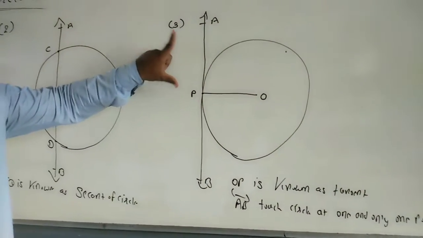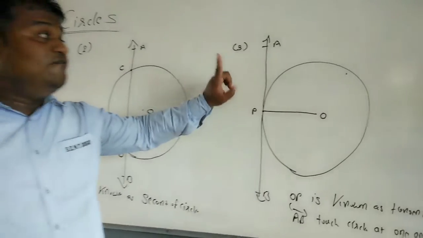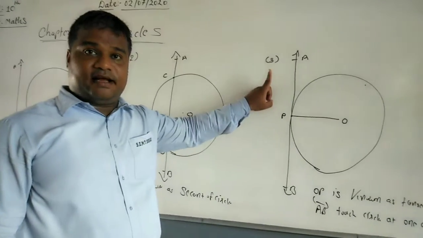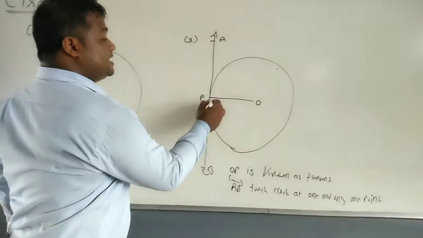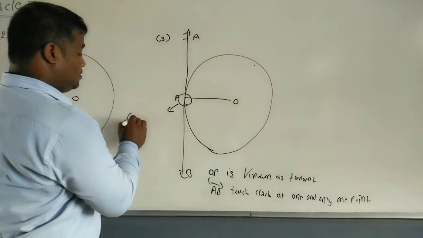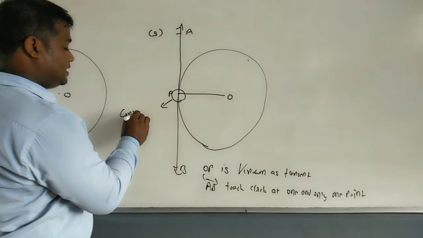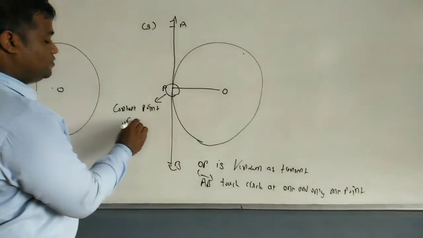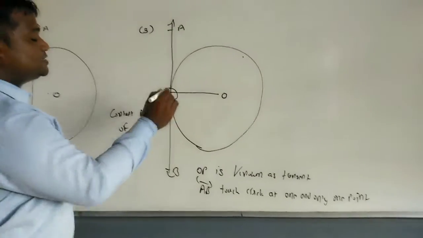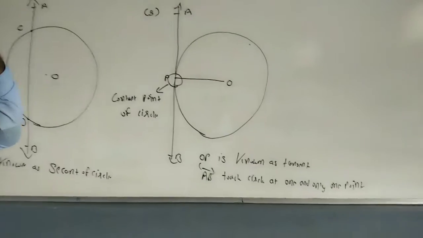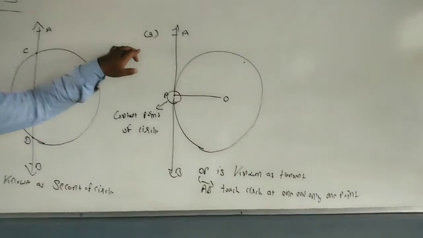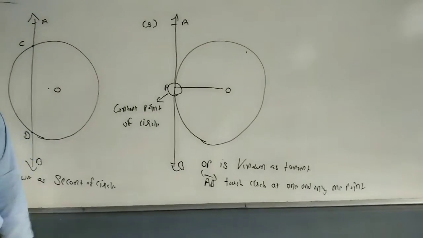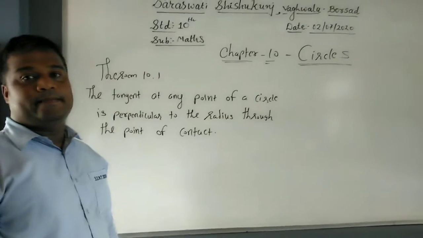A tangent of a circle touches one and only one point of a circle, and this point is known as the contact point of a circle.